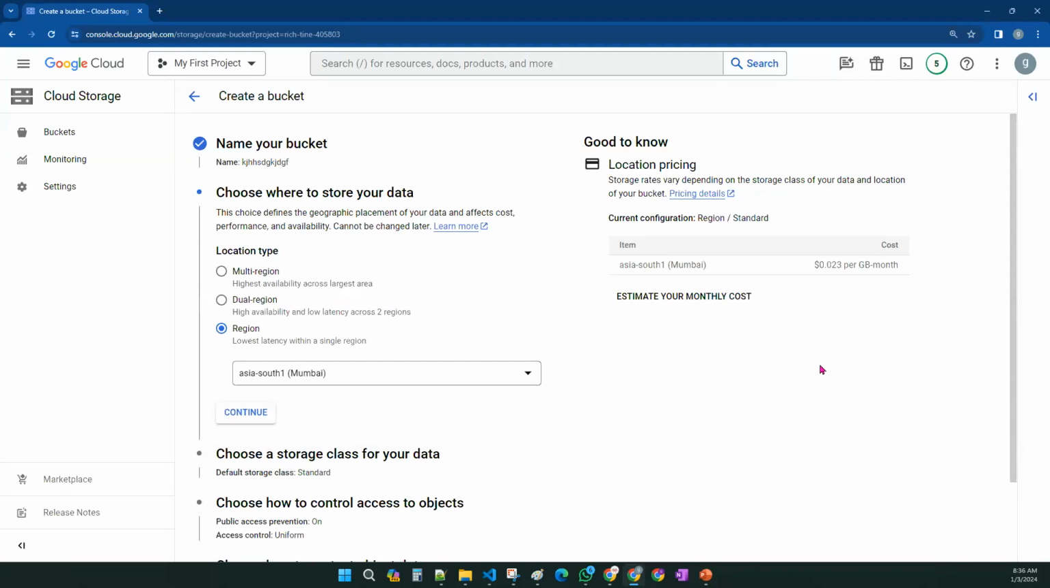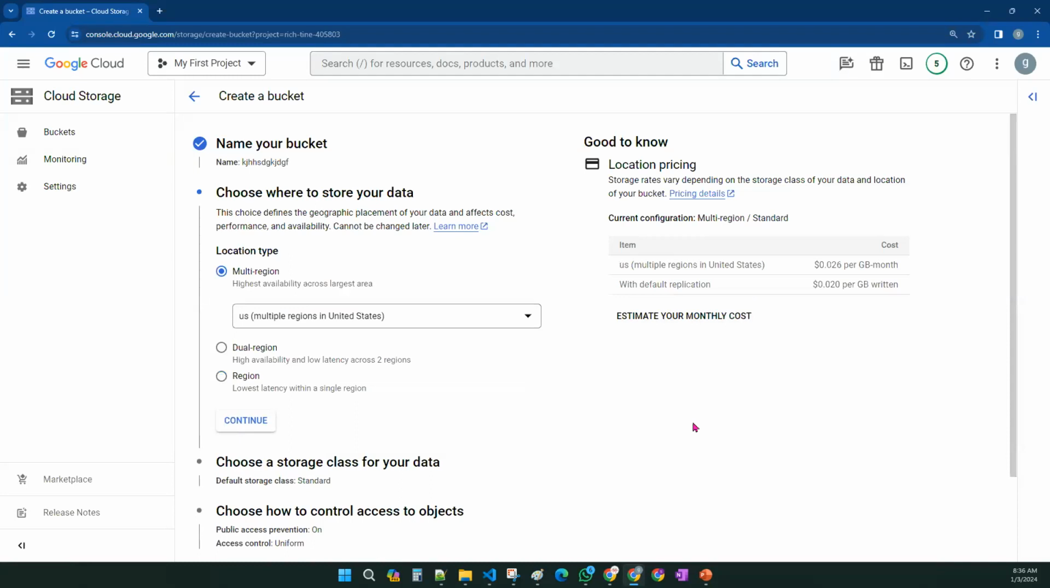In that scenario, you will select multi-regions. Multi-regions give you, first, data stored in multiple regions. When the data is stored in multiple regions, you see here the cost is $0.026, that's the first thing. And Google Cloud Platform is also doing one more activity for you: it is actually replicating your data to multiple regions. That's the reason for the default replication cost also there.